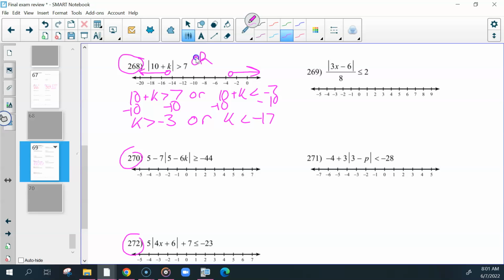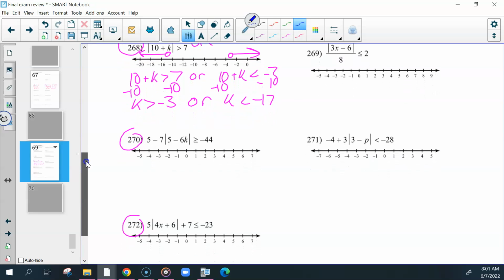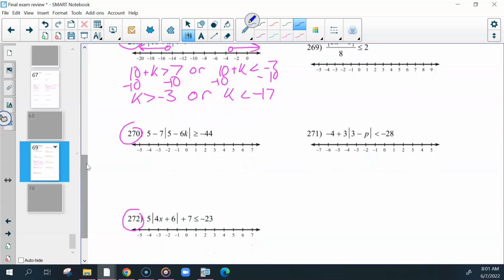Questions on that one? For 270, even though you know this is greater than or equal to, now we're going to isolate it, because that could change. We're going to get rid of 5 by subtracting it to the other side. So negative 7 times our absolute value of 5 minus 6k is greater than or equal to negative 49.